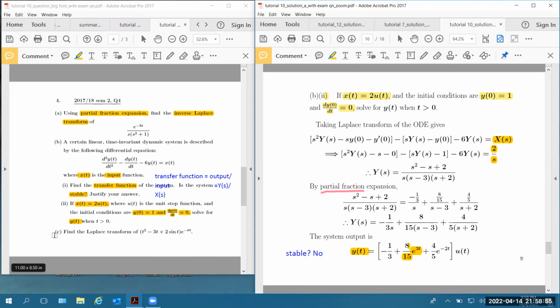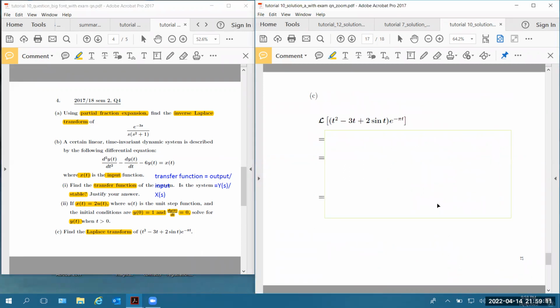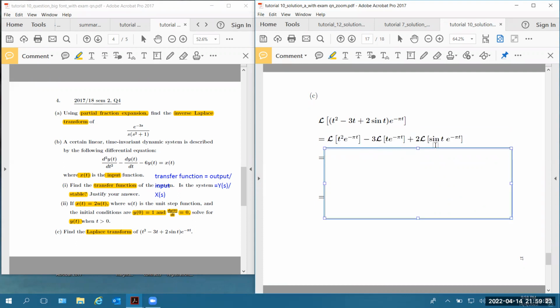Okay, let's go to part C. Find the Laplace transform of this. You notice that here A, B, C are all different. They are not connected. Now we just want to find this Laplace transform. There are 3 terms here, then outside multiply e to the power minus pi t, right? So first thing we do is separate out the 3 terms. Then try to Laplace transform.